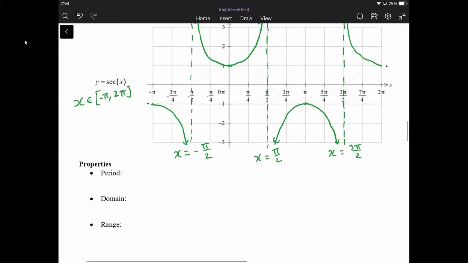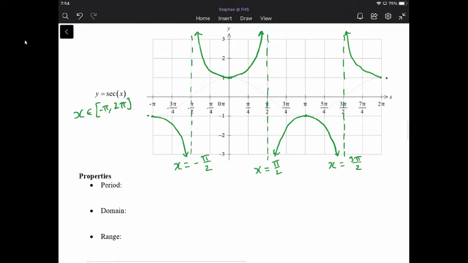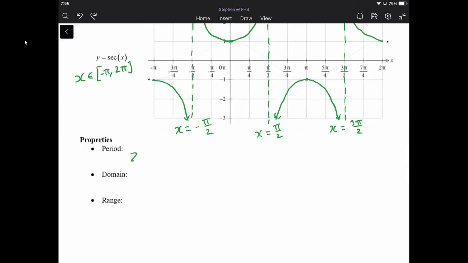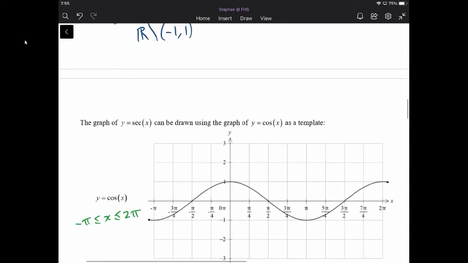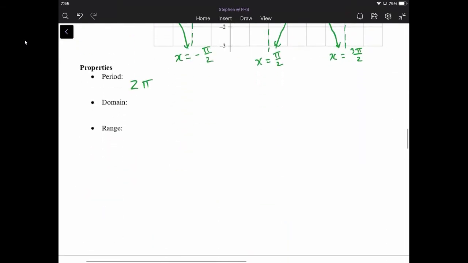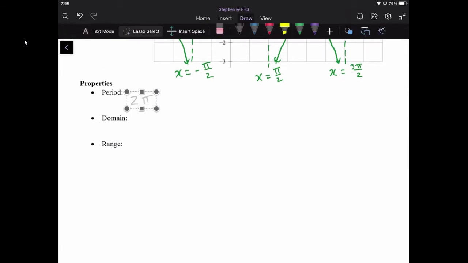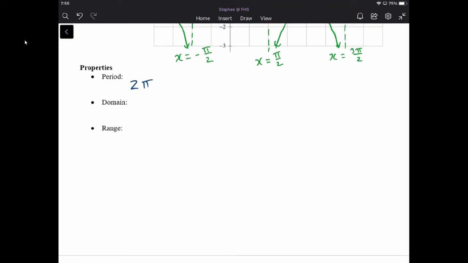Right. So what is the period of this graph? Well, as you can see, the graph starts off at neg pi on 2 and ends at 3 pi on 2. That's one full cycle. So that is a spacing of 2 pi, which makes sense because the period of cos is 2 pi as well. So the period is just 2 pi. Awesome. So the period is 2 pi.